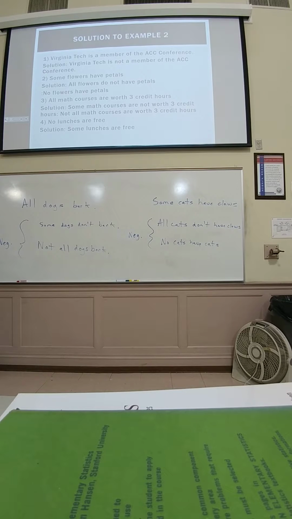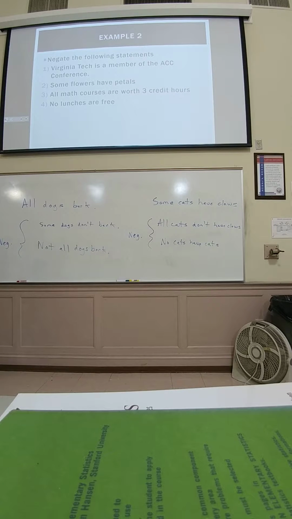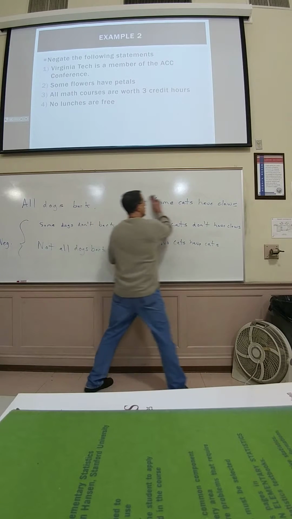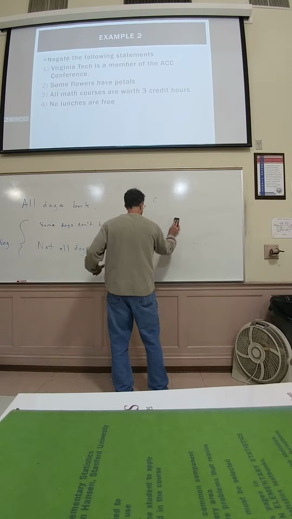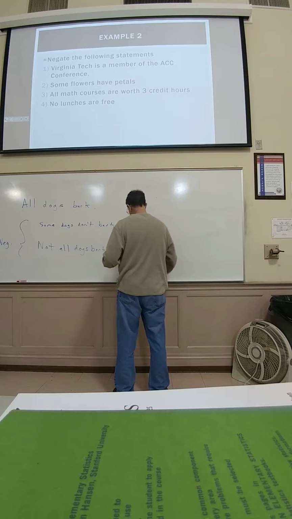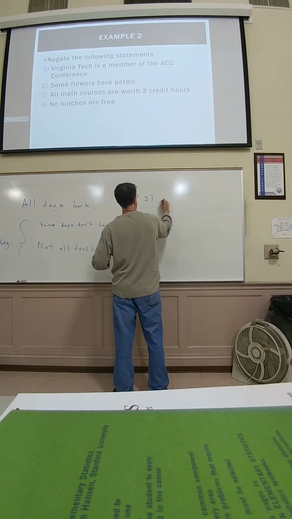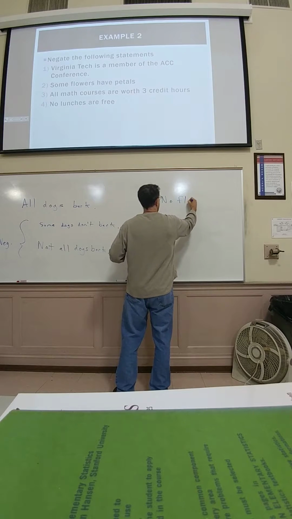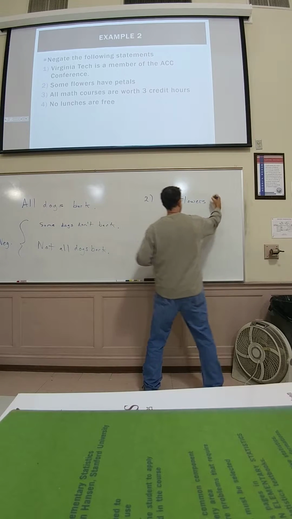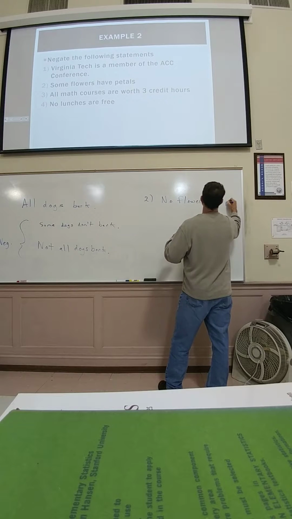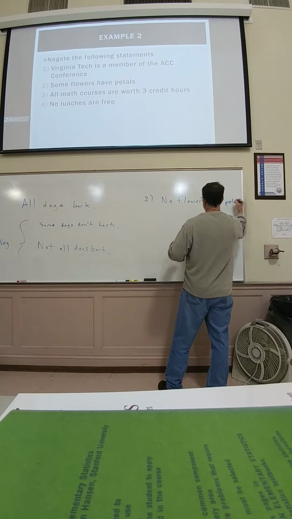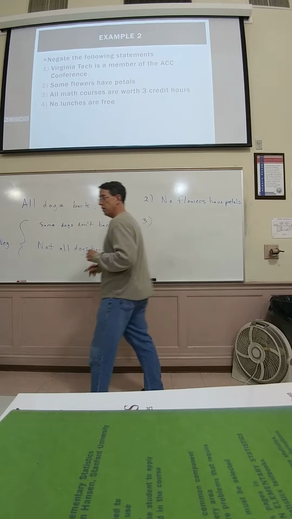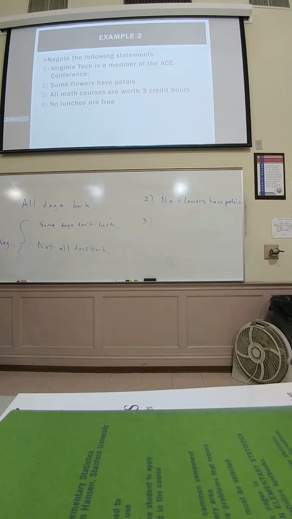I'm going to flip back because it's kind of hard to read that slide. Number 2 says, some flowers have petals. Well, there's the term some, so we know we have to go to all, or we can say no. One way you can do that one is you can just say no flowers have petals. By the way, that slide has both solutions on it, but it might be a little hard to read, so I'm not going to bring it up, but feel free to go back and look over that later on.